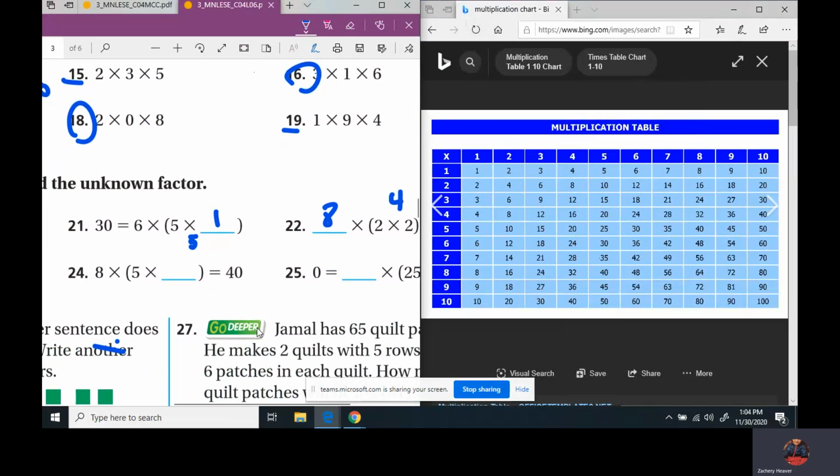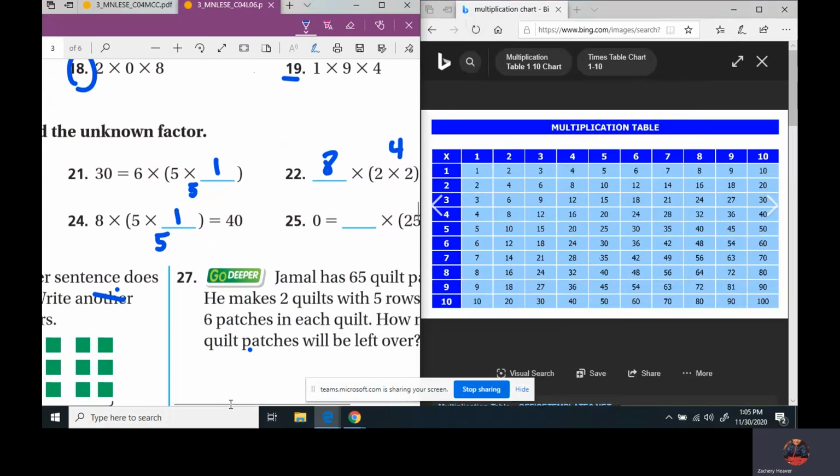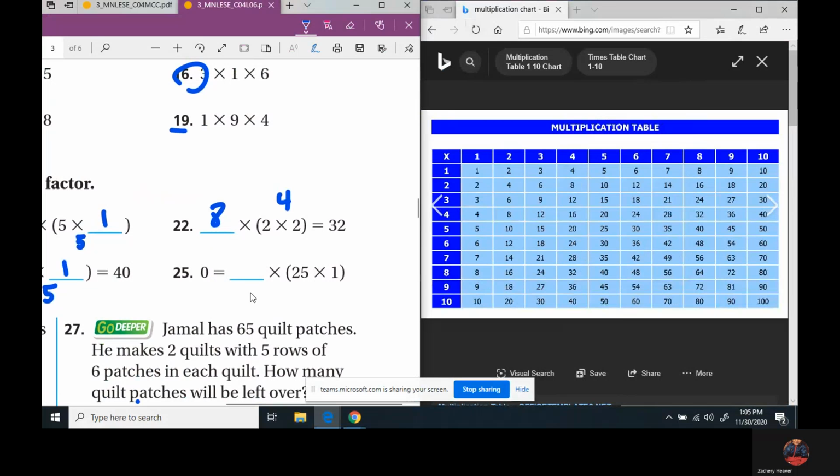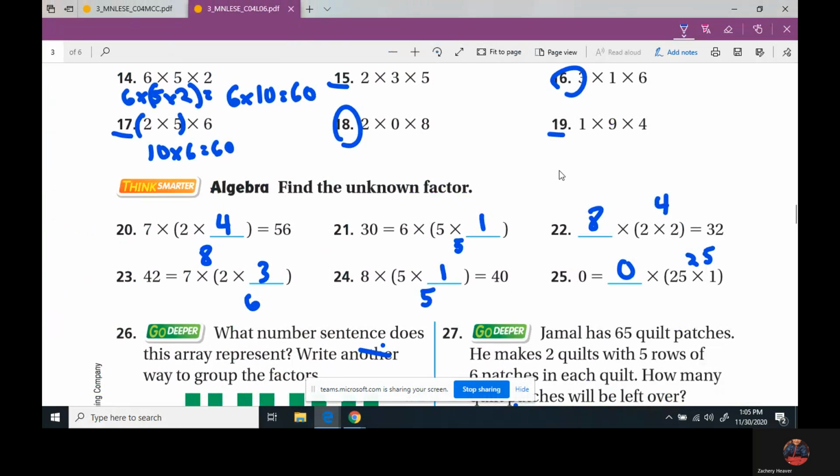8 times what equals 40? So go to 8. 1, 2, 3, 4, 5. 5. 5 times what equals 5? 1. I know this is pretty tough. And lastly, 25 times 1 is 25. So 25 times what equals 0? We know anything times 0 equals 0. So those can be tough.